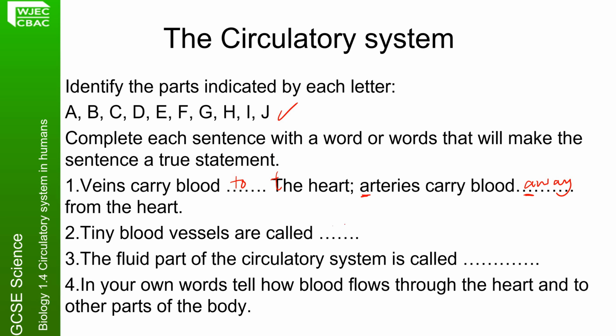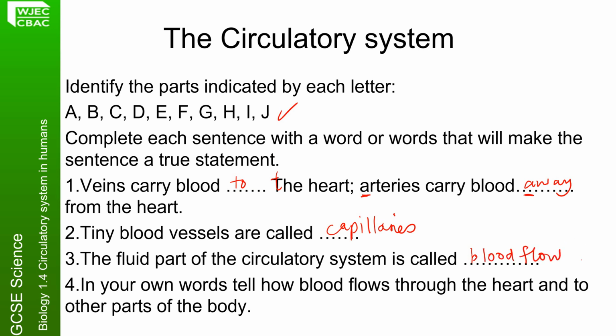Tiny blood vessels that connect up the arteries and veins are called the capillaries. So if you're studying triple, we will be looking at the different blood vessels in detail and comparing them in the next week. The fluid part of the circulatory system is called the blood flow.